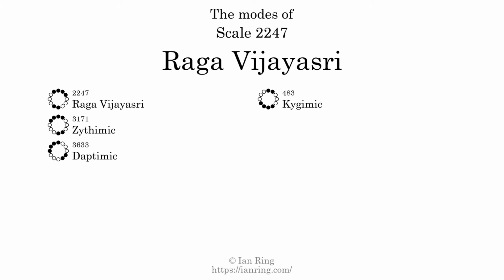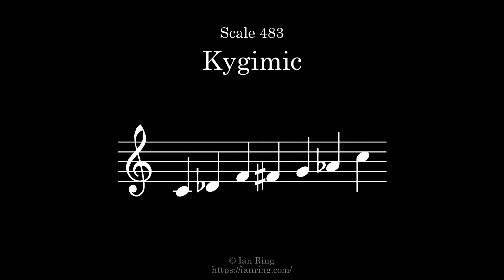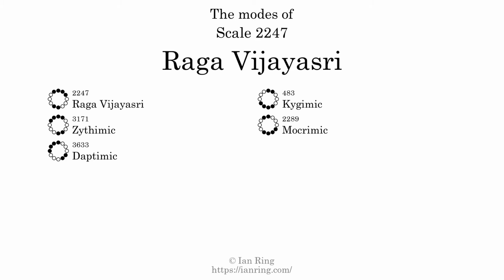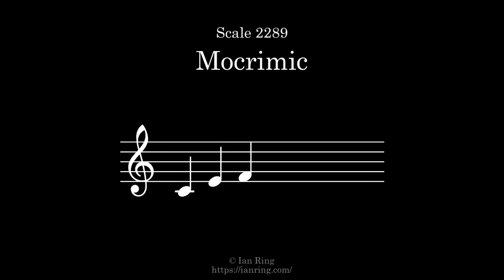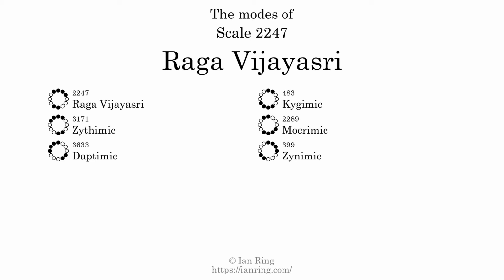The fourth mode is scale 483, also known as kaijimic. It sounds like this. The fifth mode is scale 2289, also known as macrimic. It sounds like this. The sixth and last mode is scale 399, also known as xynemic. It sounds like this.